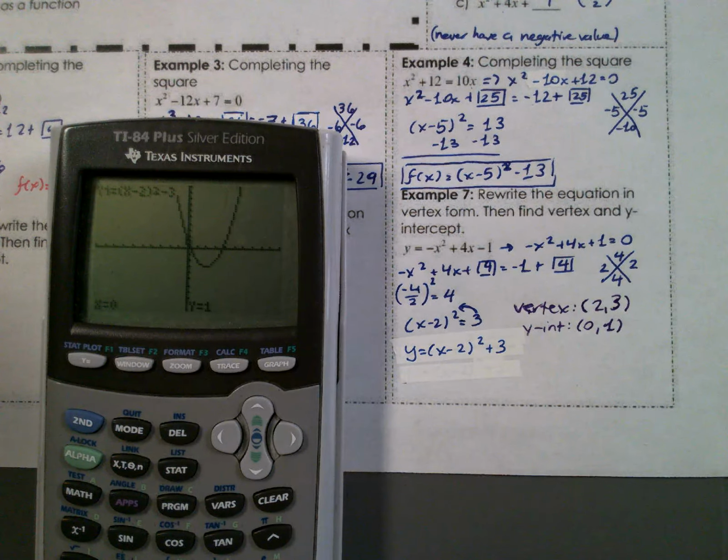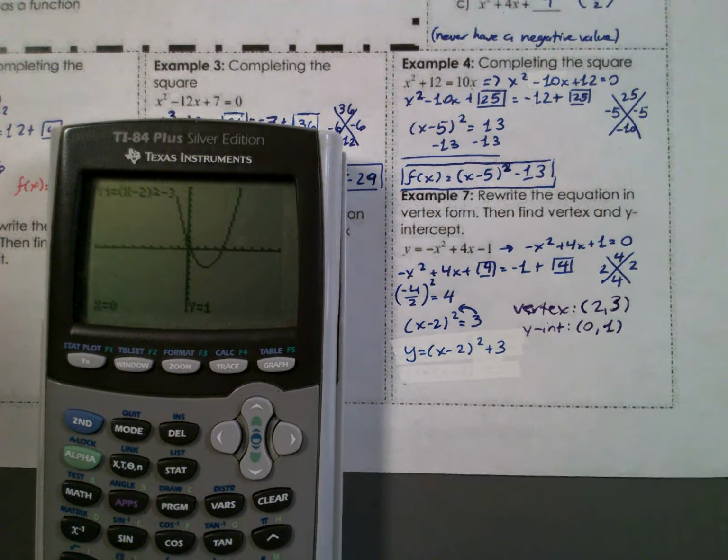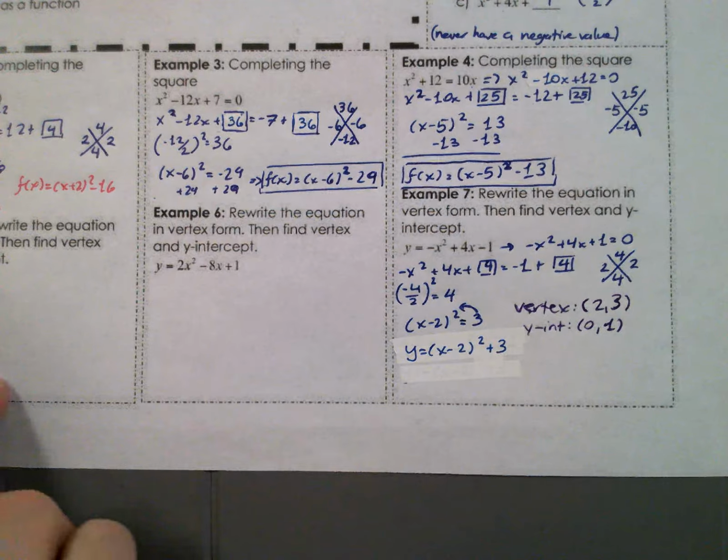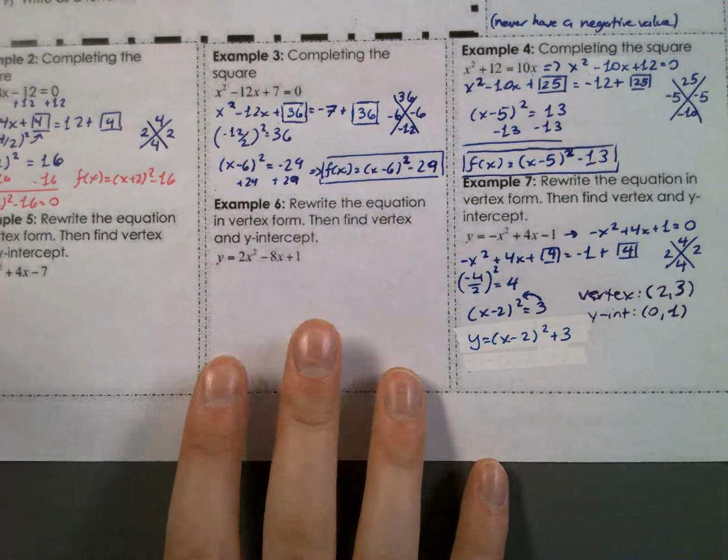Okay? So does everybody see how powerful this is and how useful this can be? You've got so many tools now at your disposal just for solving quadratics. It's insane. All right? Let's do number 6. So number 6 and 5 are basically the same thing as number 7.